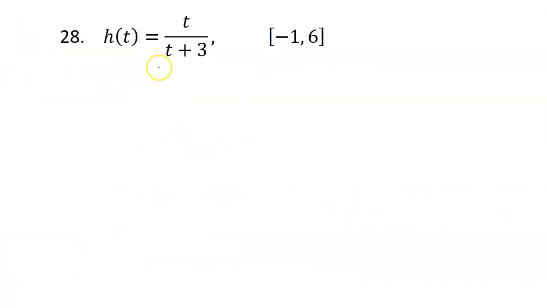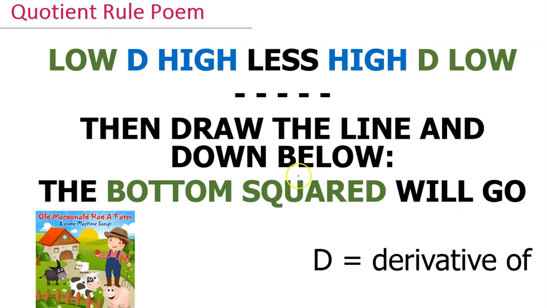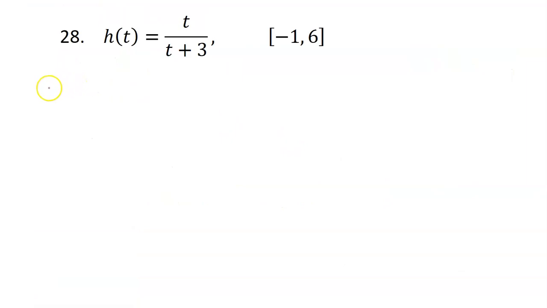Looks like we get to do the quotient rule on this one. Do you remember the quotient rule poem? Low D high, less high D low. Draw the line and down below, the bottom squared will go. Let's run through it again.